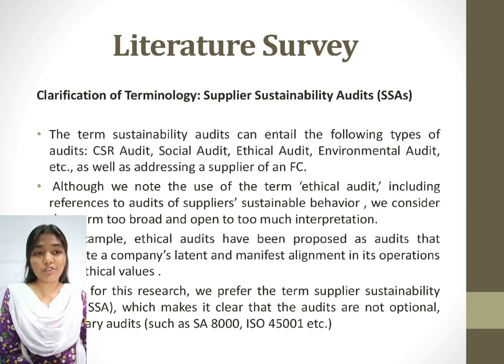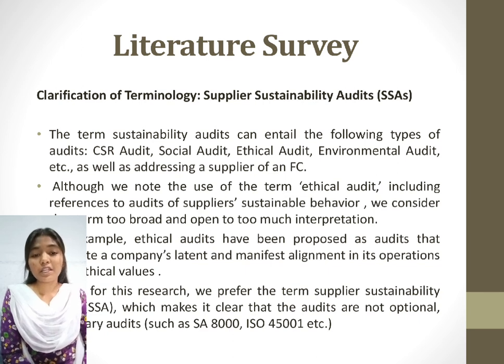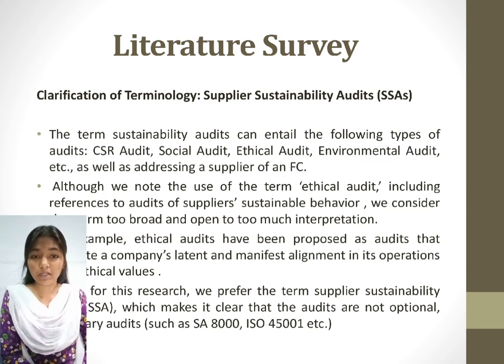Next topic on literature survey is clarification of terminology, supplier sustainability audits, that is SSAs. The term sustainability audits can entail the following types of audits: CSR audit, social audit, ethical audit, environmental audit, etc., as well as addressing the supply chain of FCs. Although we note the use of the term ethical audit, including reference to the audits of suppliers' sustainable behaviors, we consider the term too broad and open to much interpretation. Hence, in this research we prefer the term supplier sustainability audit, SSA, which makes it clear the audits are not optional, it is not a voluntary audit.